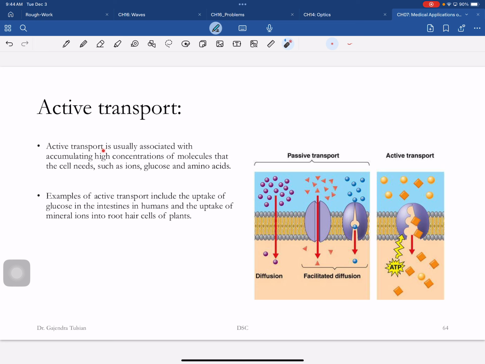Okay, so active transport is usually associated with accumulating high concentrations of molecules that the cell needs, such as ions, glucose, and amino acids. So when you want this high concentration of these materials in a cell, you are using active transport. Examples of active transport include the uptake of glucose in the intestines in humans and the uptake of mineral ions in root cells of plants.